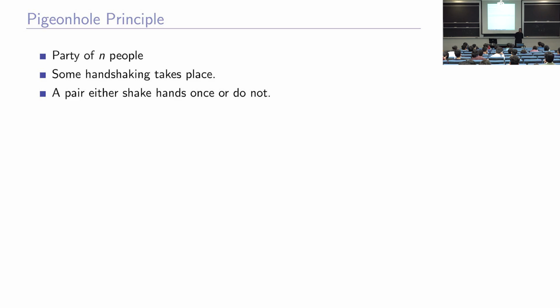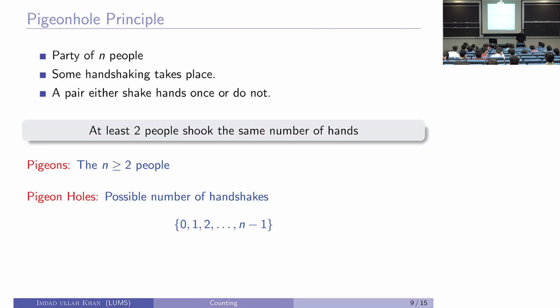Okay. So the maximum possible number of handshakes is n minus 1. What's the minimum possible number of handshakes? So how many possible handshake counts are there? 0, 1, 2, 3 up to n minus 1, that's n. So n people, n pigeons, n pigeonholes, right? The n people are pigeons. The possible numbers of handshakes, 0 to n minus 1, those are the pigeonholes. N pigeons, n pigeonholes. Pigeonhole principle doesn't guarantee anything.